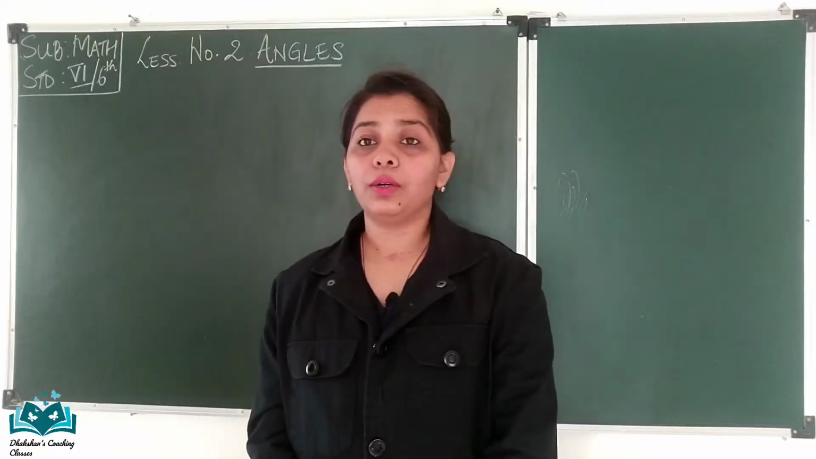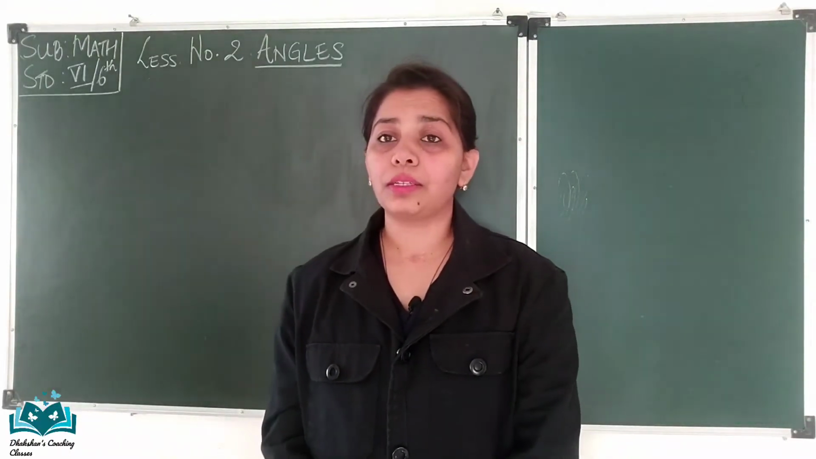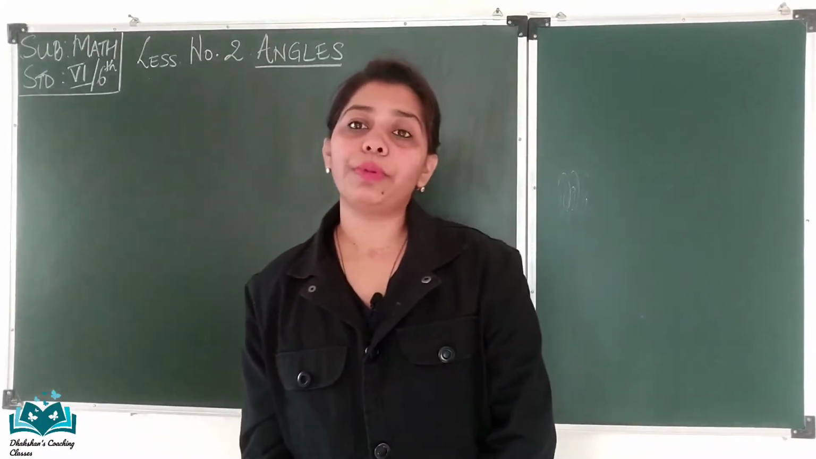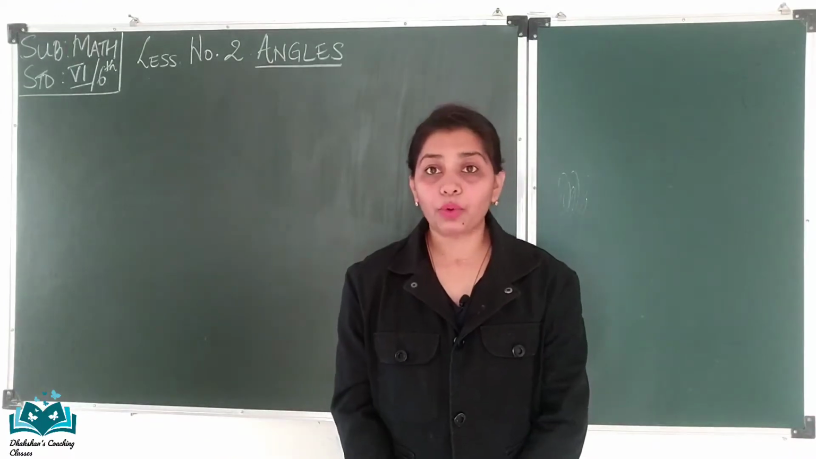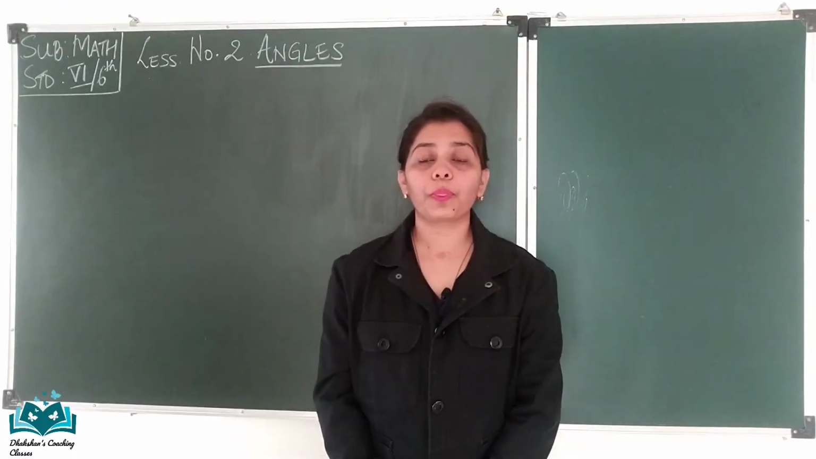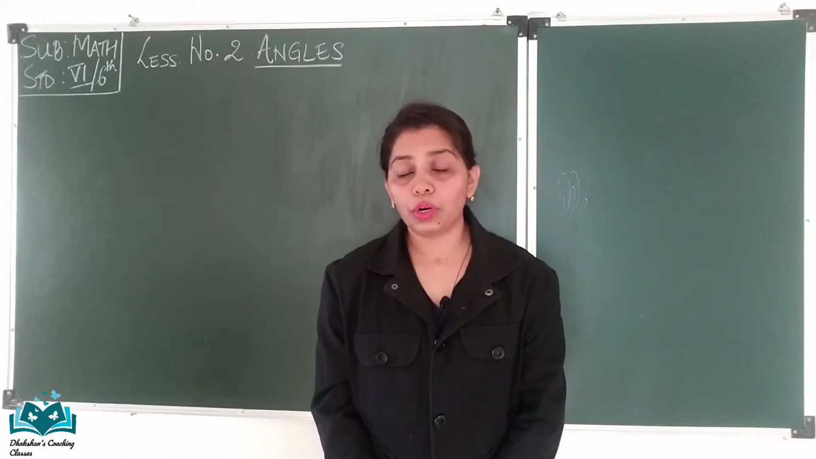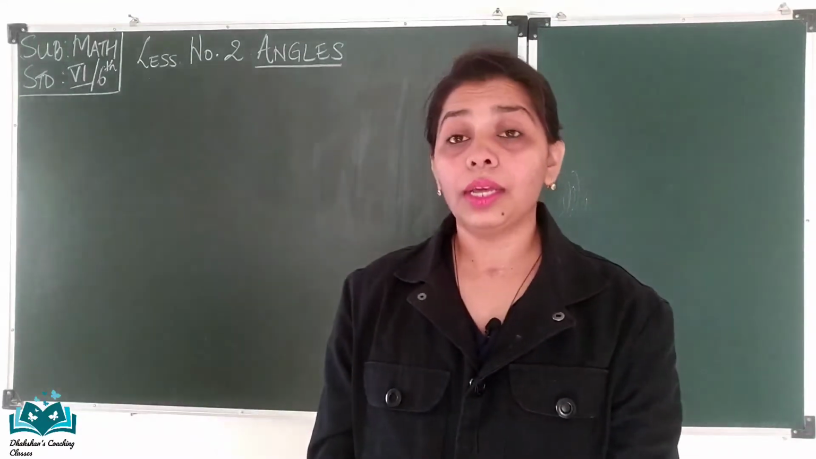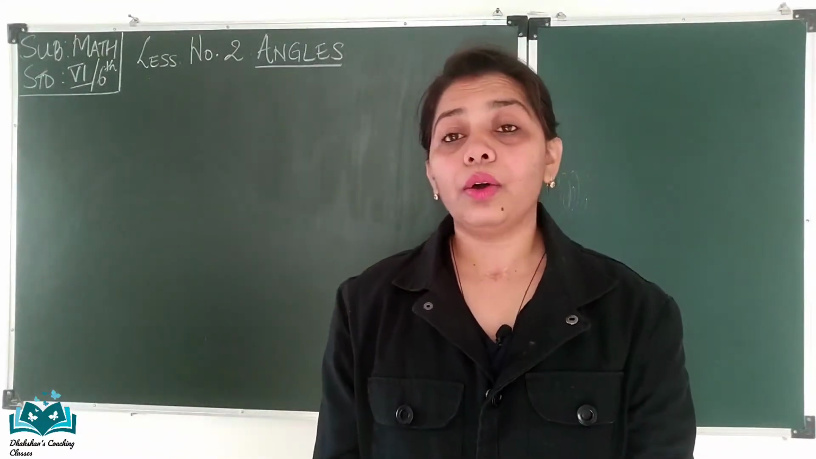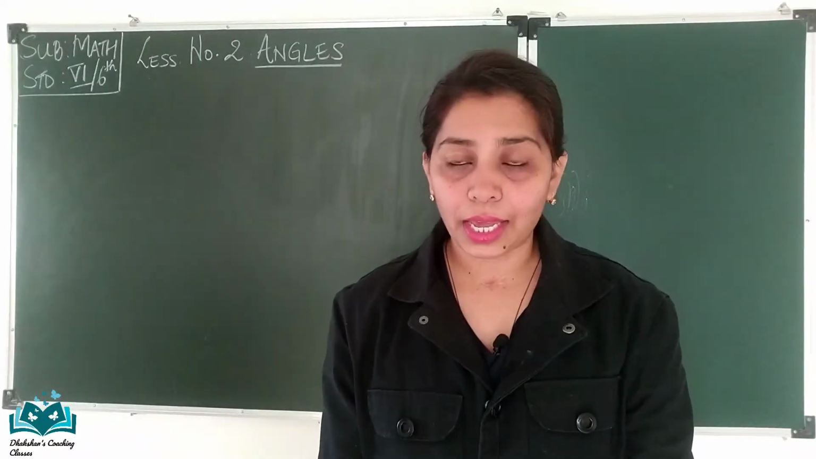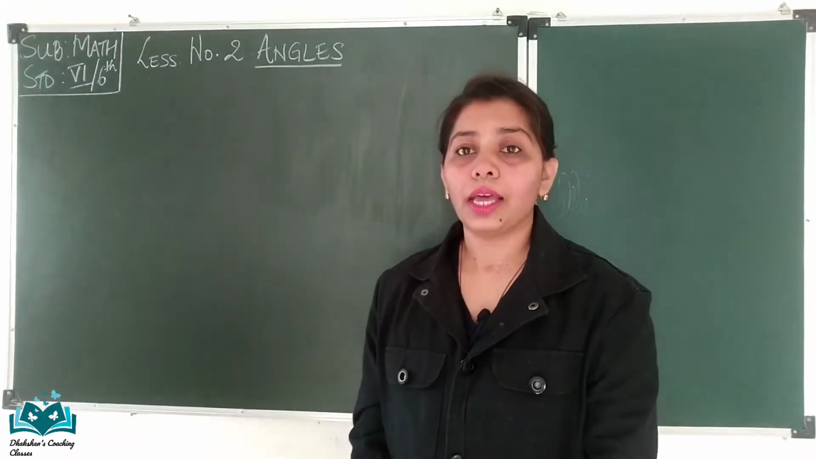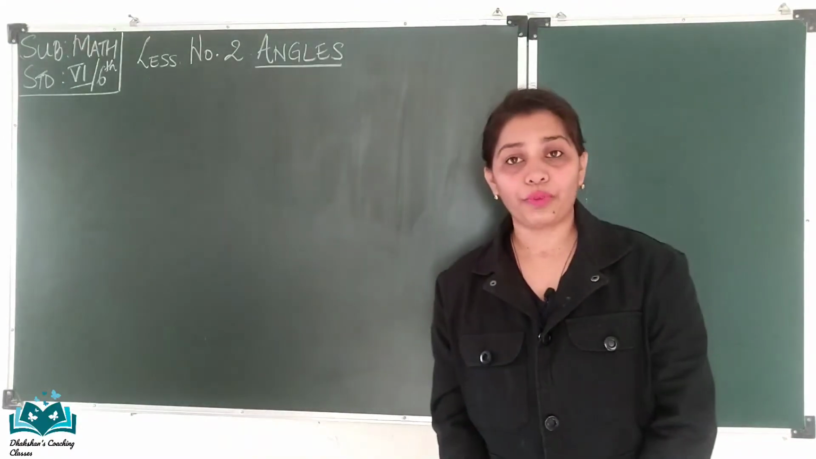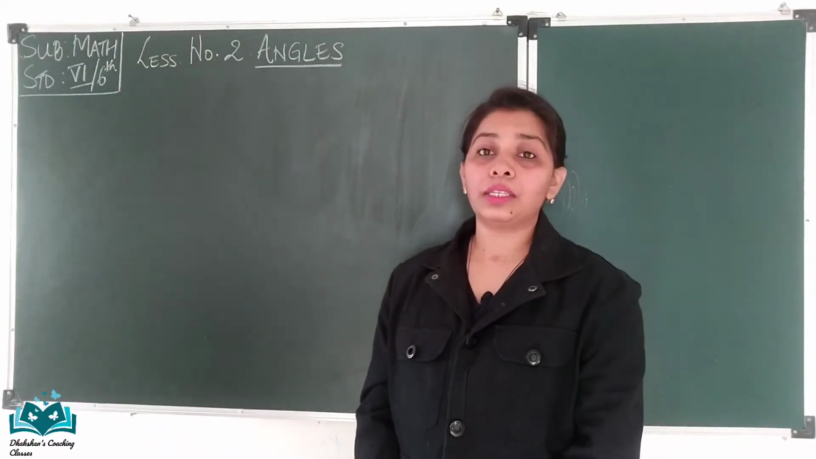Today we will be starting with a maths lesson from class 6, lesson number 2, angles. In this lesson we will be discussing various types of angles, such as your zero angle, then comes your acute angle, then your right angle, obtuse angle, a straight angle, a reflex angle and a complete angle. So these are the various types of angles which we will be studying in this video.